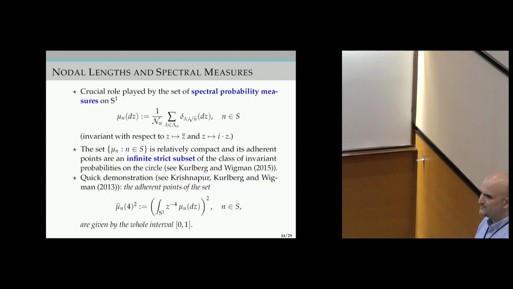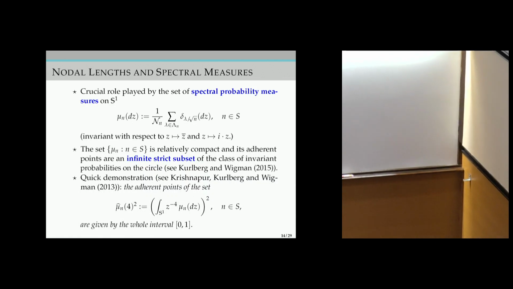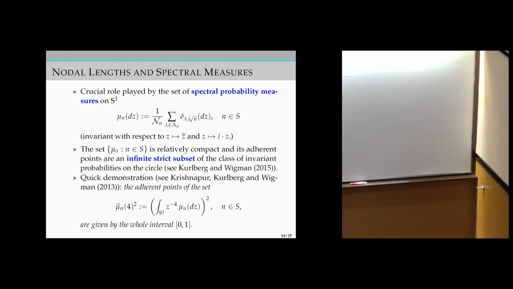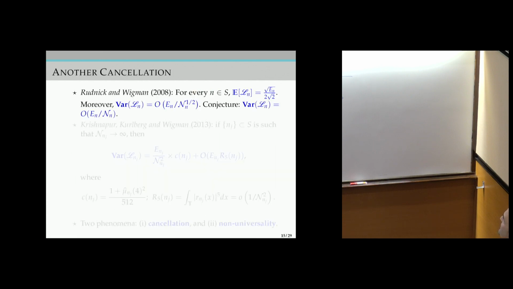Okay, so to resume, we are constructing a random eigenfunction of the Laplace operator on the torus, and what we have is that the limit of the corresponding spectral measures depends on the choice of the subsequence within the set S of integers that can be represented as a sum of two squares. And we are looking at the asymptotic behavior of the length of the zero set on the torus of this object. The first paper that studied this quantity, the length of the zero set, was a paper by Rudnick and Wigman.